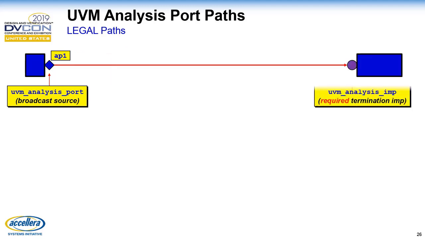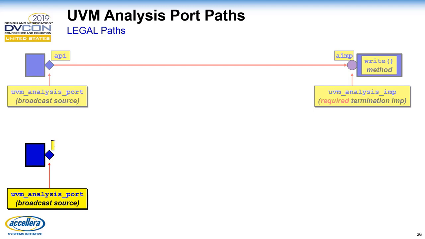Or you could have just one termination implementation point on the path. And wherever you have an analysis implementation port, you're required to implement the write method. Basically, the write method is there to say, what am I going to do with the transaction that has been broadcast? So once the transaction comes in, what am I going to do with that transaction?